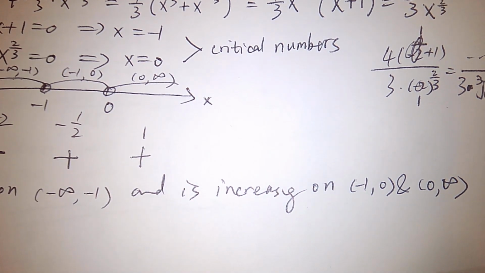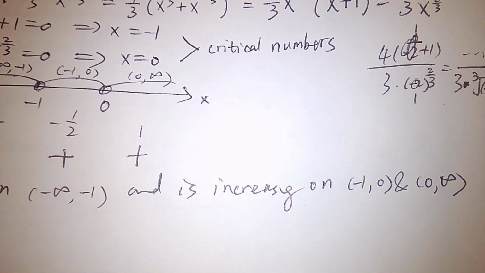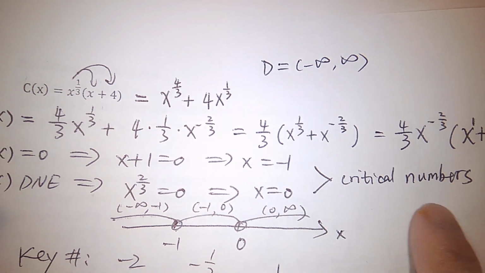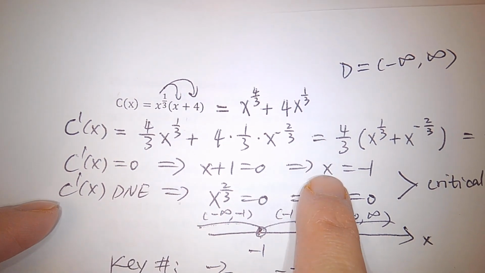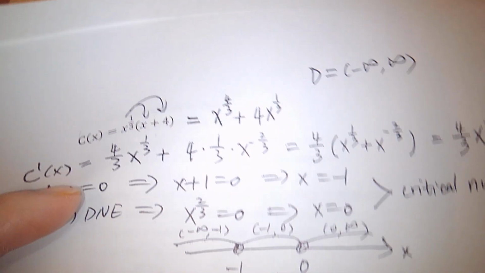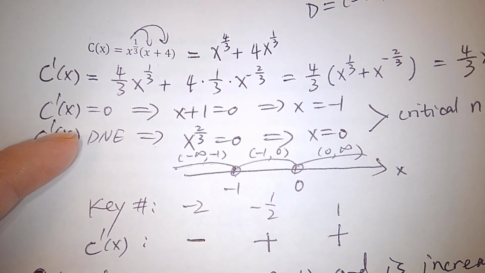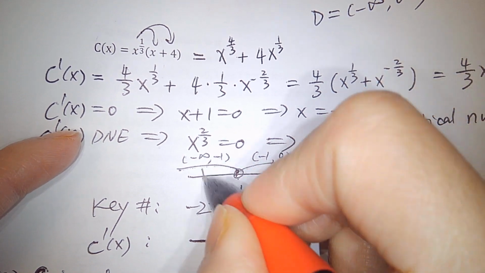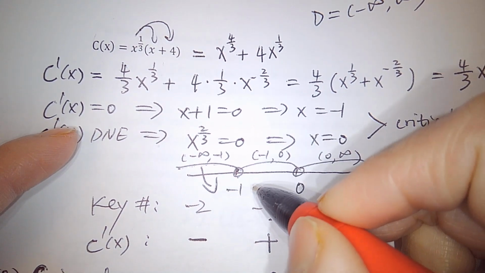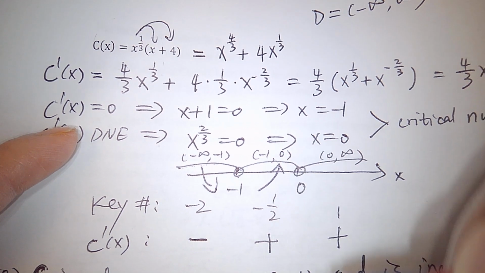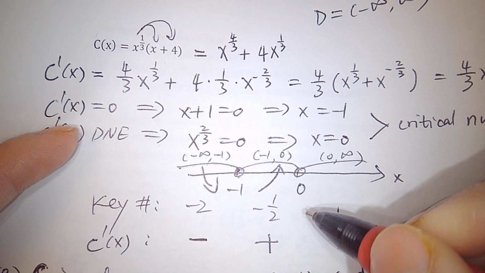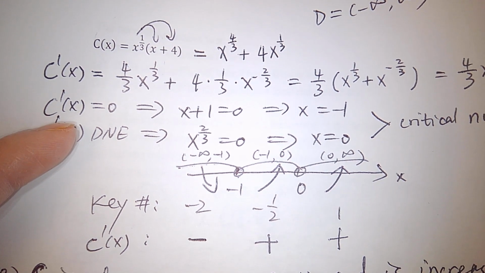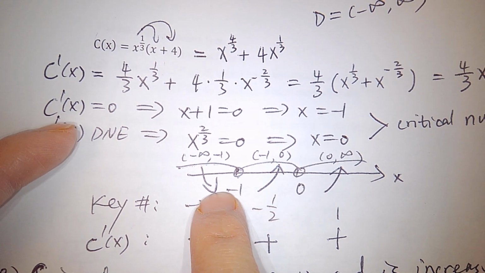You guys, is this good, everybody? Now, okay, let's check local maximum, local minimum. Remember just now we got two critical numbers. One is x equals negative 1, and the other is x equals 0. We know that on this interval, our function is what? Decreasing. On this interval, function is increasing. And on this interval, function is what? Increasing, right? So do we have any local maximum, local minimum?